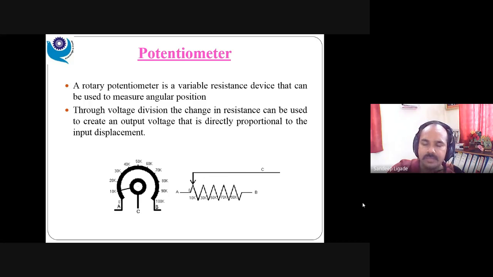Another type of resistance is the variable resistor. That is, we have potentiometer, then preset, then rheostat. So a number of variable resistors are there, and the value of a variable resistance can be changed, and the value of a fixed resistance is constant, or you can say fixed. So here, through voltage division, the change in resistance can be used to create an output voltage that is directly proportional to the input displacement, isn't it?